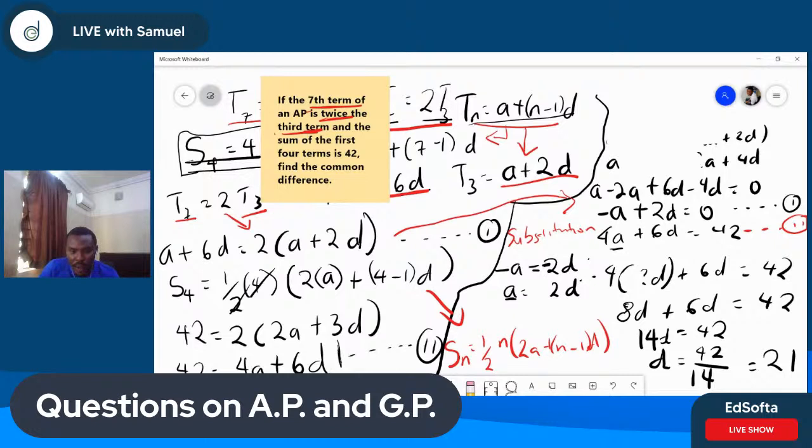So our answer should be 3 and not 21. That was a mistake on my part. So you can see we have our answer to be 3 and not 21. So like I was saying, I substituted this, put instead of this a, my 2d that I have gotten, because this minus will cancel this minus. By the time I put the 4 times 2, the 8d, 8d plus 6d, 14d, 42 over 14 is 3, and our answer to this is 3. And we find our common difference.